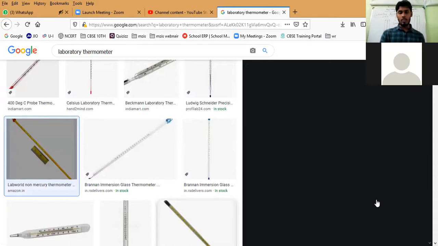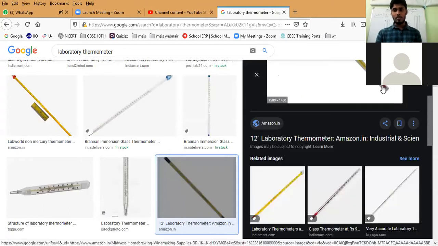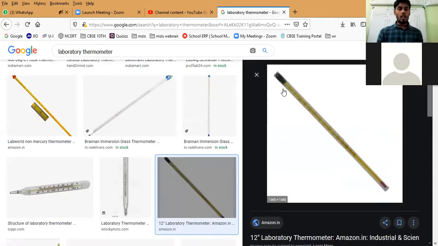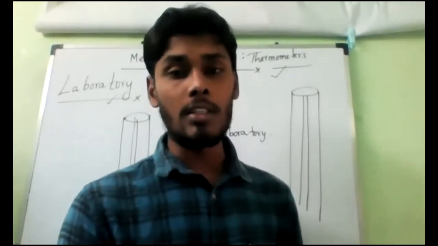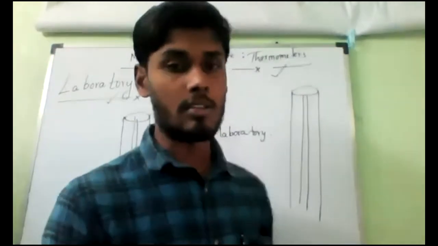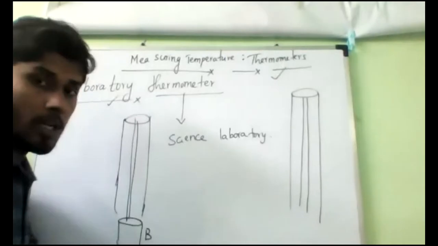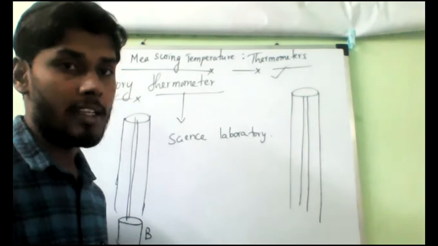In this picture you can see something in red color present at the bottom. That is what we used to call the bulb. What should we call it? Bulb. With that only we measure the temperature of an object. So remember, this bulb we used to call as bulb B. What should we call this bulb? Bulb B.